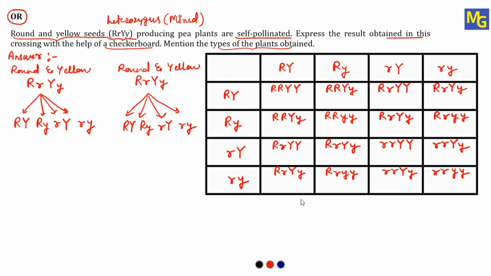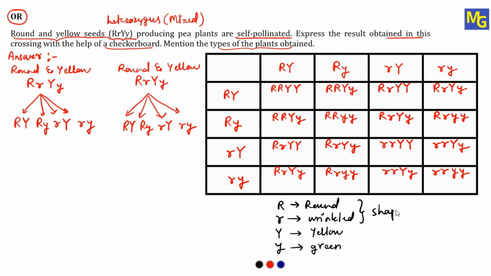Now remember the physical character of every letter. What do you mean by capital R? It is round. What do you mean by small r? It is wrinkled. Capital Y means it is yellow and small y means it is green. So this is telling the shape and this is telling the color. By saying this, we can write the physical character for all the progeny above.